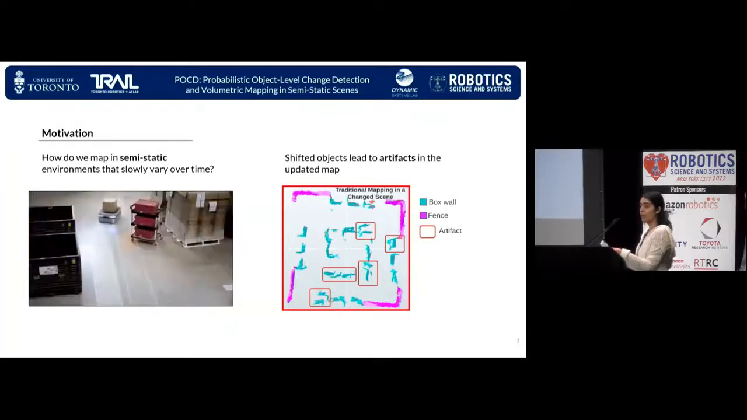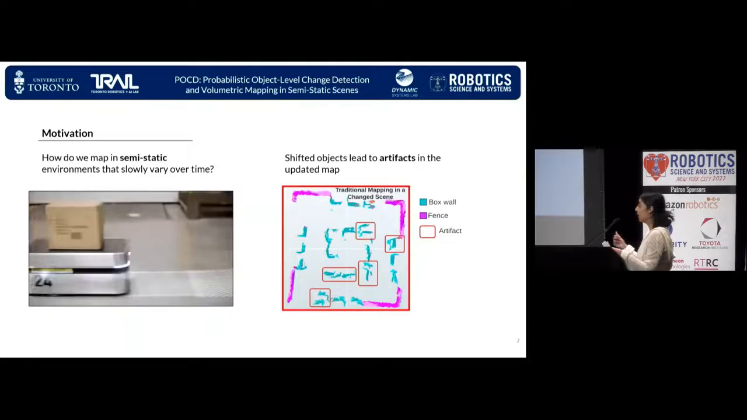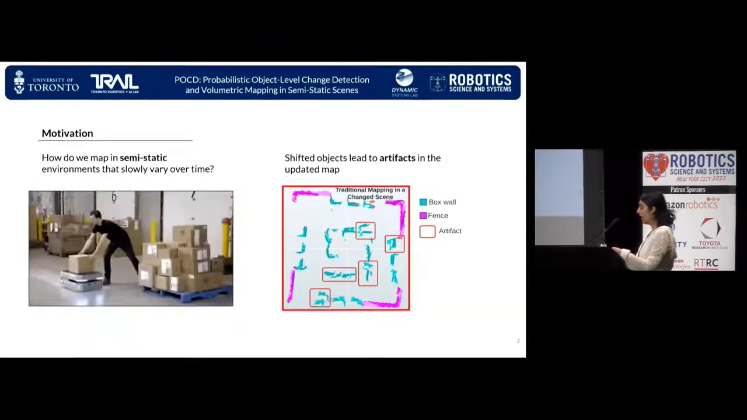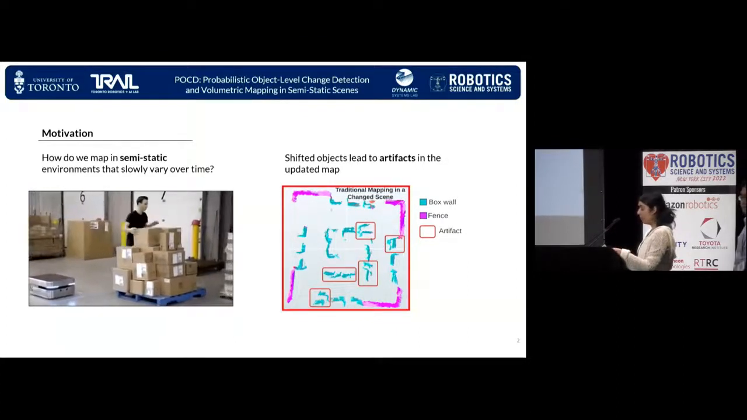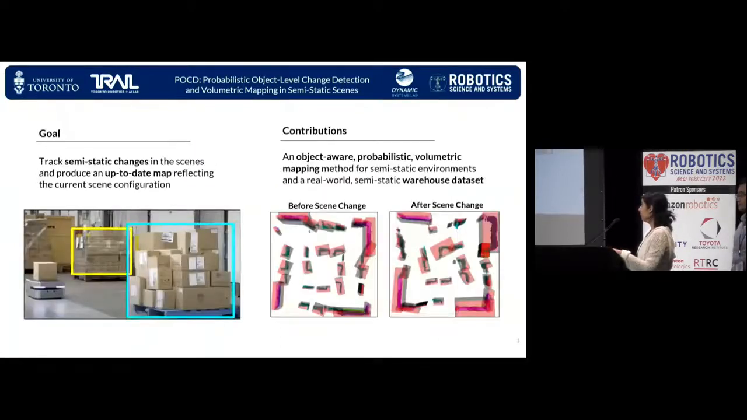However, long-term autonomous operation is still a big challenge, and a key issue are semi-static objects that appear, disappear, and gradually move over time. Failing to properly update the map when the scene changes can lead to failed localization and lost robots. We aim to develop a system to track semi-static changes in the scene and output an up-to-date map with the current scene configuration. In this presentation, we'll talk about our probabilistic object-level mapping method to tackle exactly this challenge, and we evaluate our method on a real-world data set of a warehouse environment that we collected and released with this work.